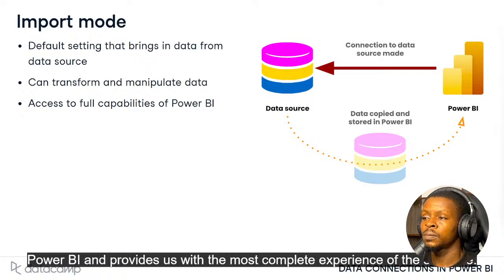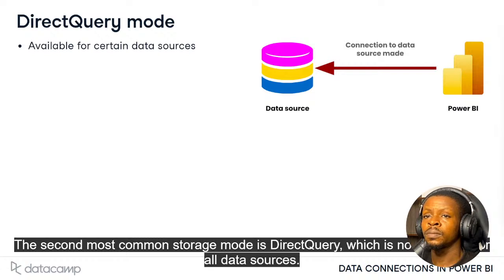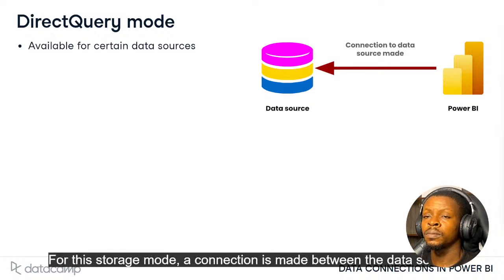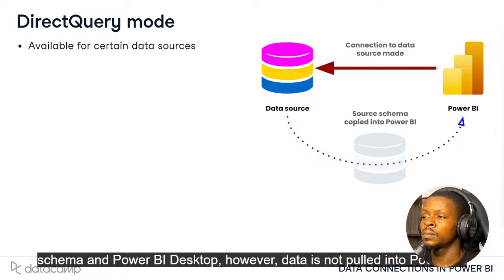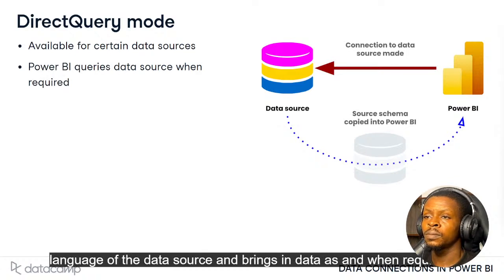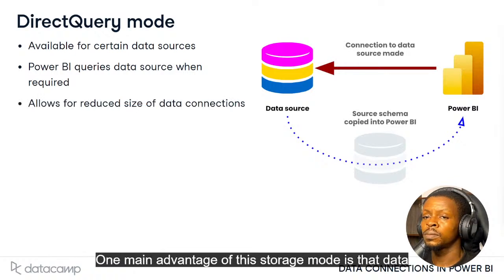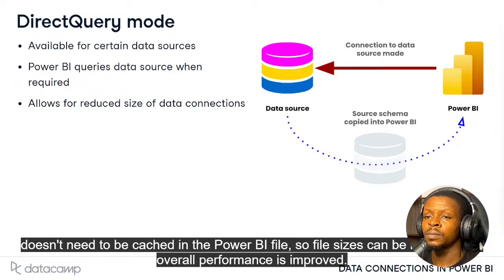The second most common storage mode is Direct Query, which is not available for all data sources. For this storage mode, a connection is made between the data source schema and Power BI Desktop. However, data is not pulled in to Power BI. What happens is that Power BI communicates in the language of the data source and brings in data as and when required. One main advantage of this storage mode is that data doesn't need to be cached in the Power BI file, so file sizes can be reduced and overall performance is improved.